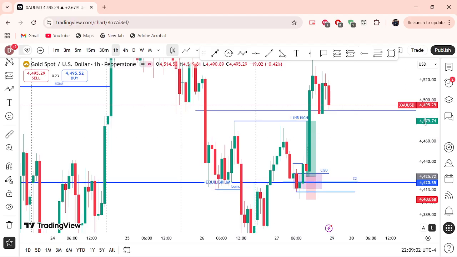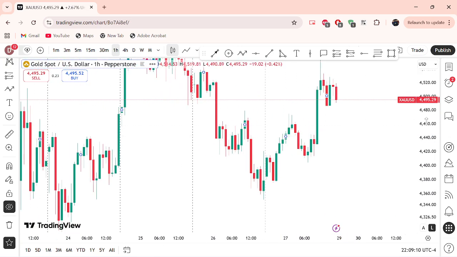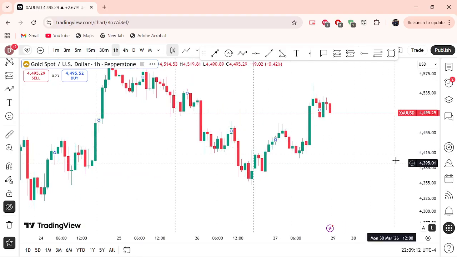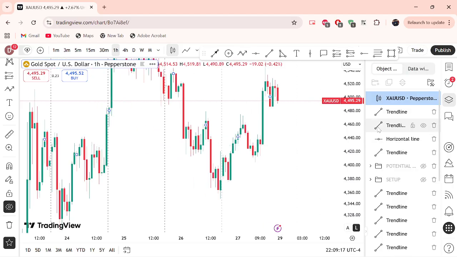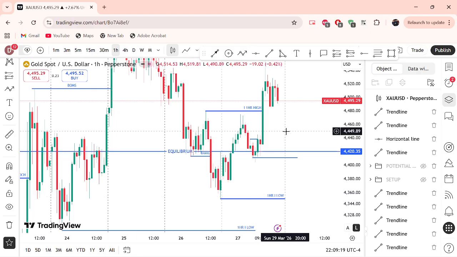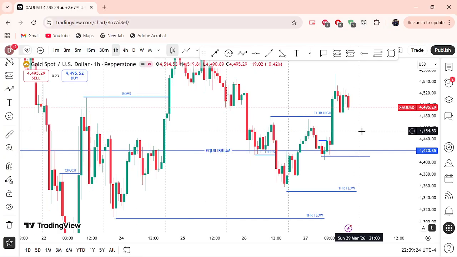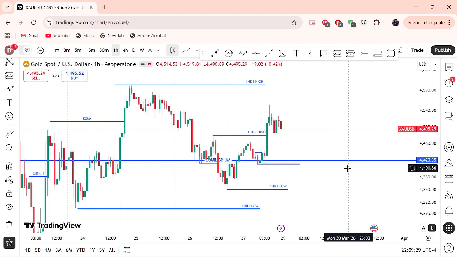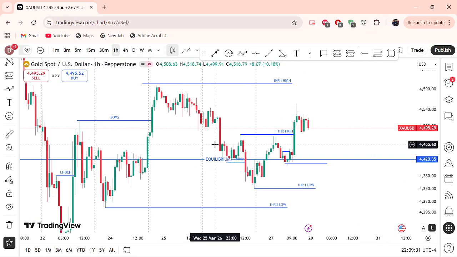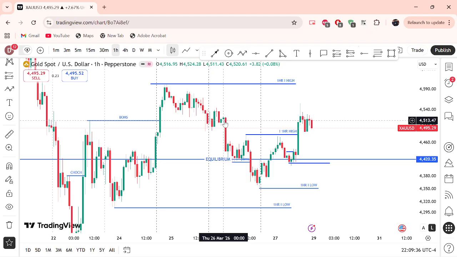Now let's have a look at potential setups that could have happened this week. My first potential setup was here that I should have taken. Let me close these ones. Let me show you what I was thinking about. You can see the market was dropping down. I was just scared of this market. I'm not used to trading gold.